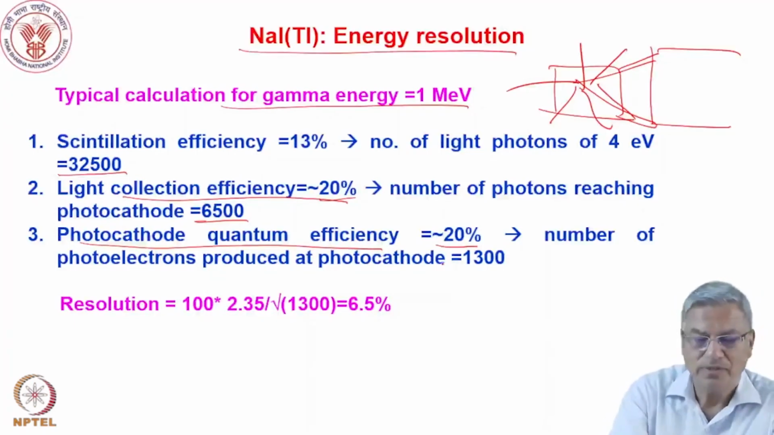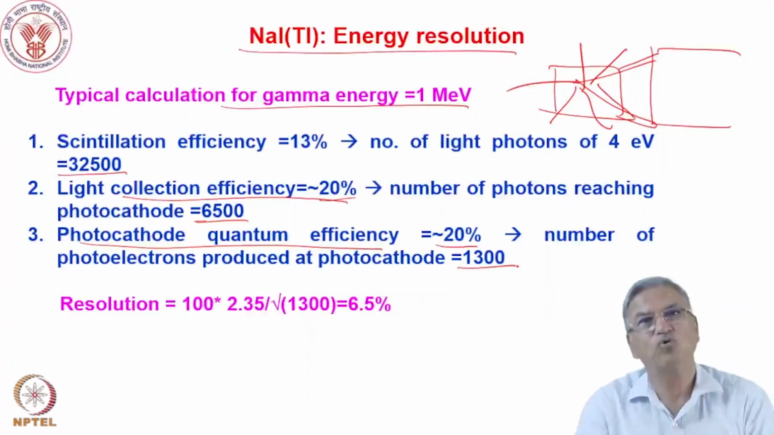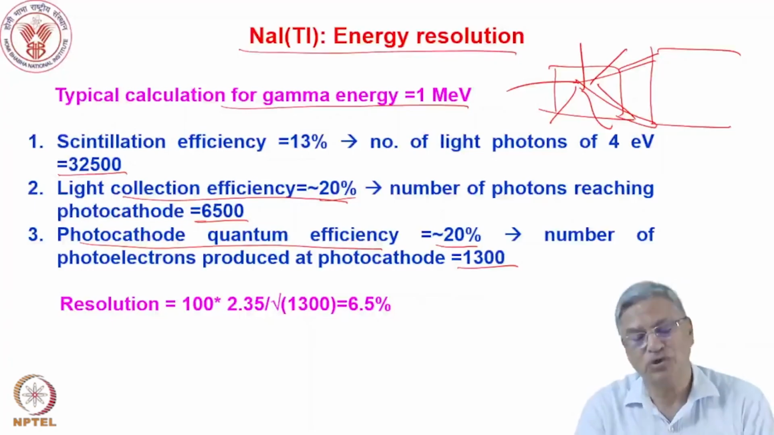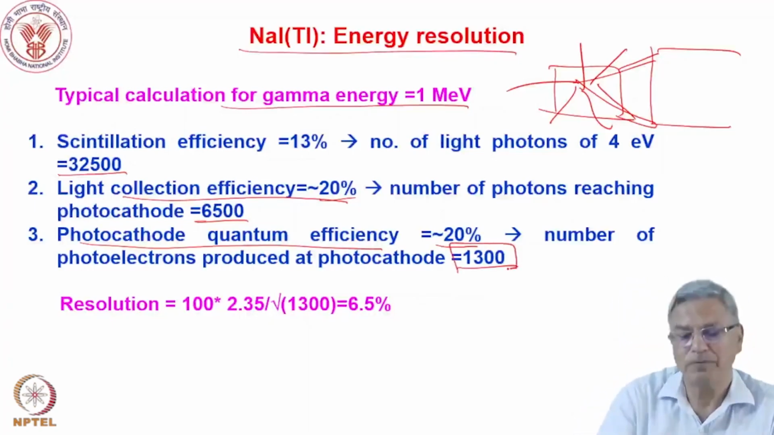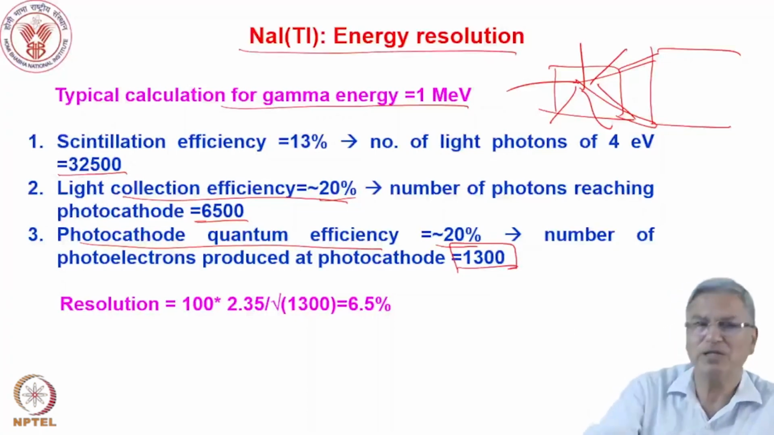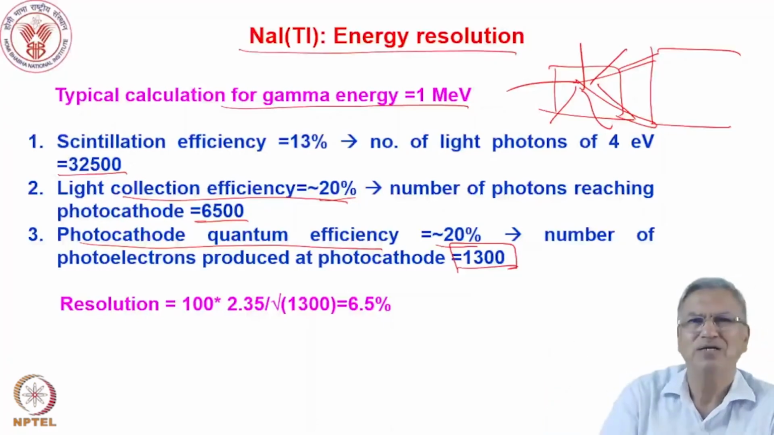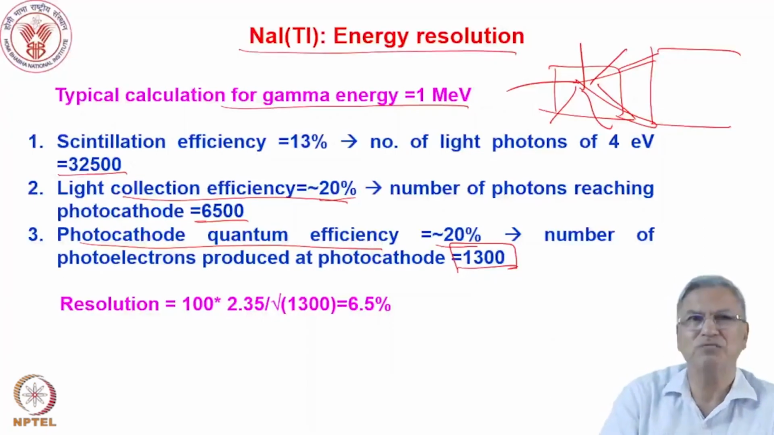So out of 6,500, only 20%, 1,300 photoelectrons will be produced at the photocathode. So these are the primary ion pairs, like the charge carriers, which will determine the resolution of the detector. Because after this, the subsequent multiplication of electrons in the photomultiplier tube, you will get 10^7, 10^8 electrons in the anode, but they will not increase the resolution, because any multiplication will not improve the resolution.